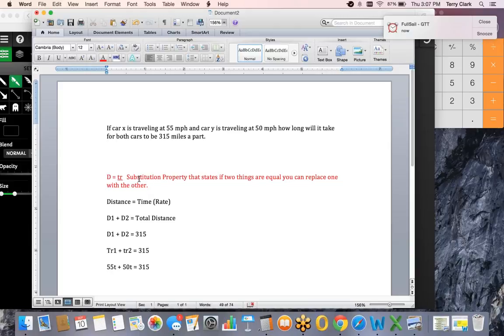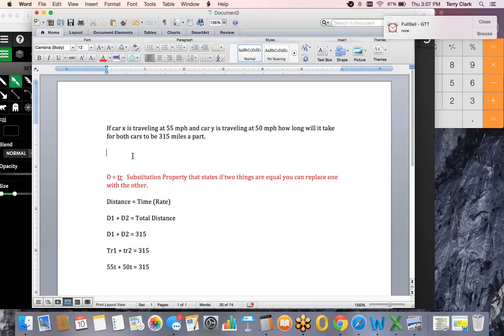The substitution property is much like the distributive property, the associative property, the commutative property, the identity property, all those other properties we've learned. The substitution property is just like that. It's a rule that always works in math. If two things are equal to each other, you can replace one with the other one.